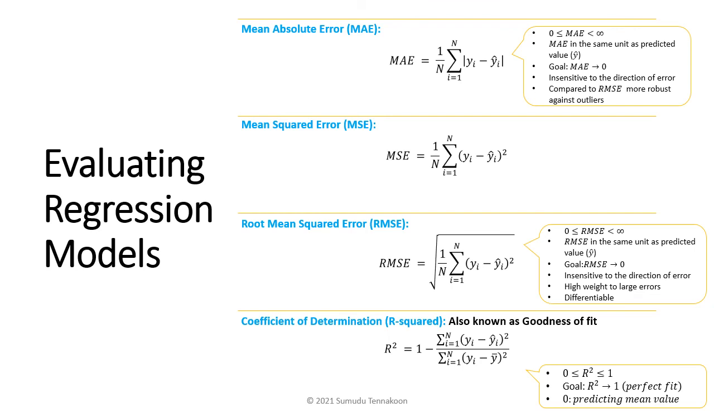So the mean absolute error value can range from 0 to infinity. Because it's a positive number, you cannot get a negative value, since you are already taking the absolute value.